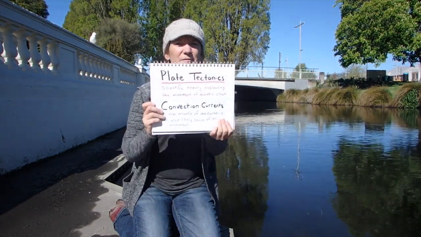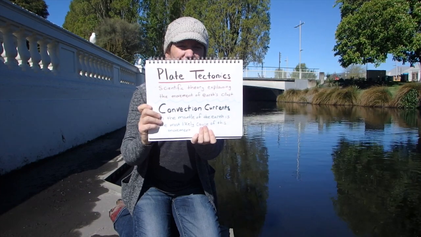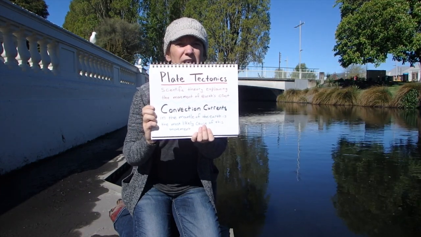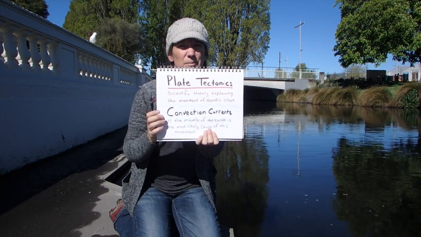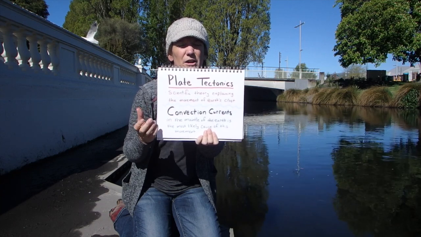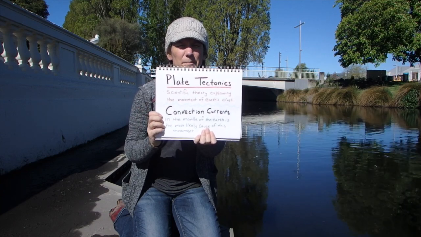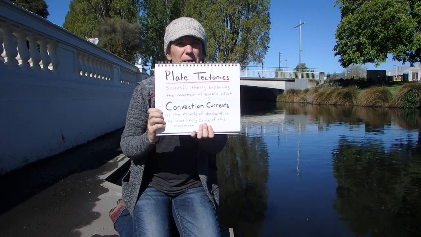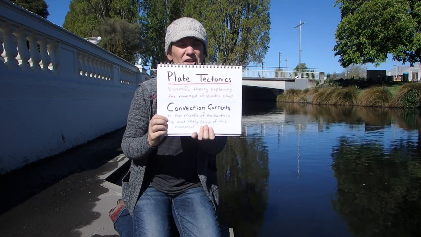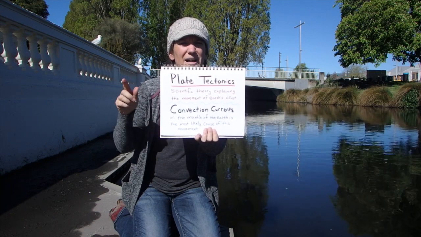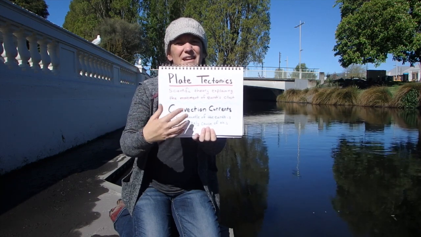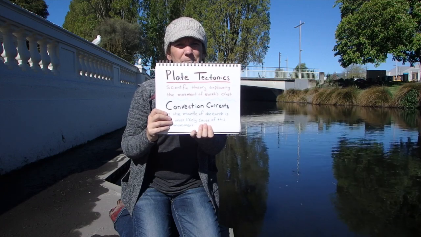To move forward, we need to understand that there is the theory of plate tectonics. Plate tectonics is a theory that says that the Earth's crust is in constant motion, and it explains the movement of the Earth in a way that things have formed. There's a hypothesis that it's the convection currents in the mantle, which means the way that the molten rock is moving, that is the reason that the plates on the Earth are moving.